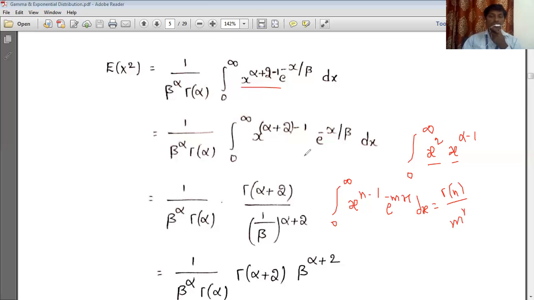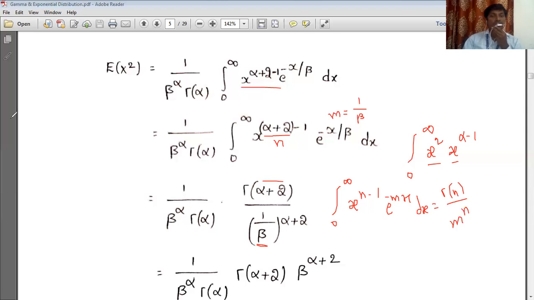Same, this one we are going to apply here. If you compare this one, in place of n we have alpha plus 2, and in place of m we can write 1 by beta. So m is equal to 1 by beta and n is equal to alpha plus 2. So for that, gamma of alpha plus 2, and in place of m what we chose, 1 by beta, so 1 by beta whole power alpha plus 2. Now we are going to simplify this one.